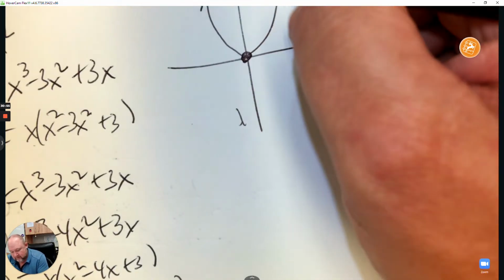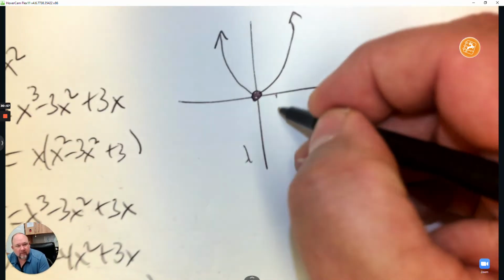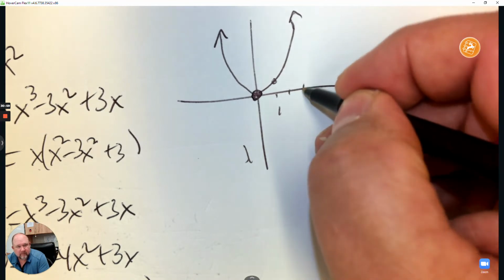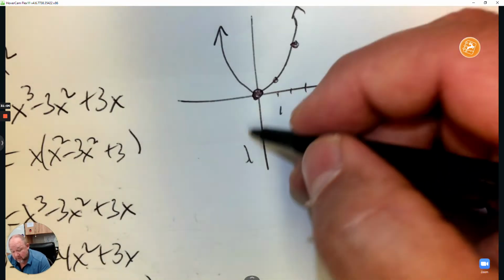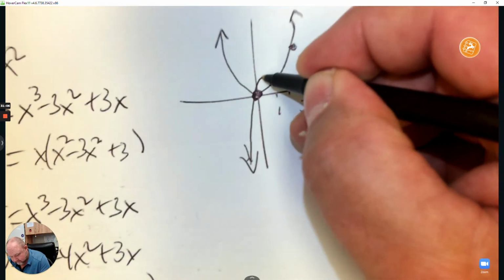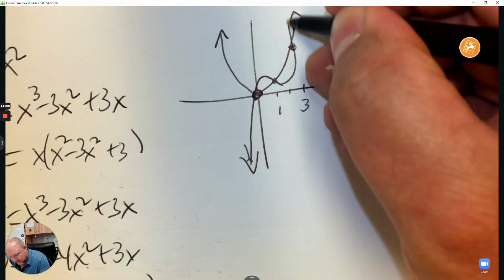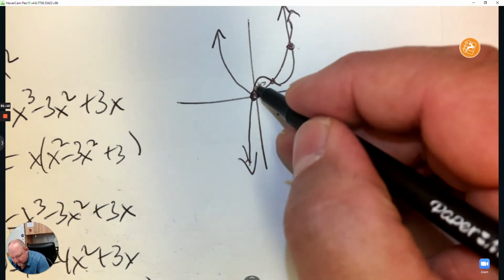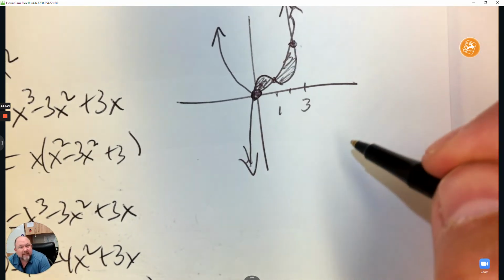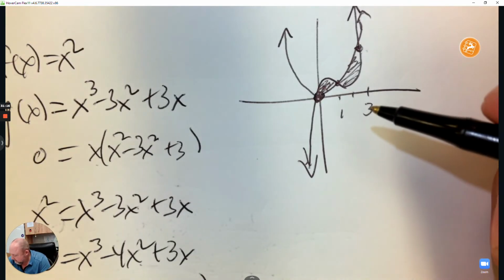So at 0, at 1, and at 3 they intersect. What I know is it goes down to the right and it goes up to the left, right? So I'm going to use those 3 points to understand this. So there's the area trapped.